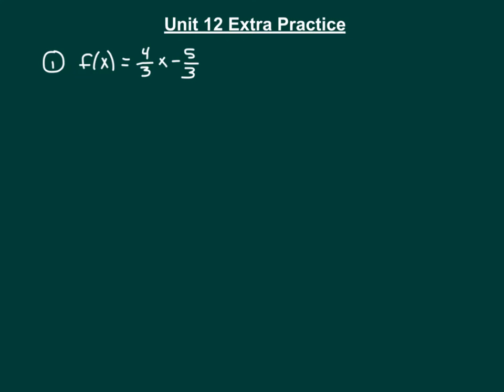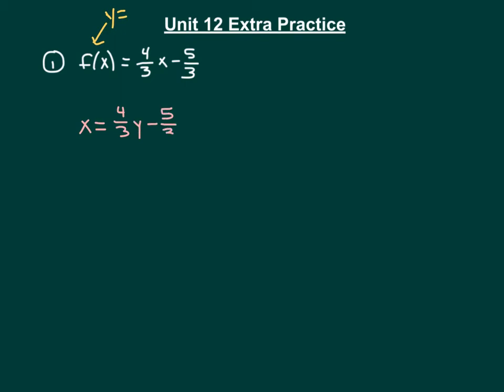Number one asks us to write an equation to represent the inverse of this function. Now, keep in mind, when you see f of x, that's really the same thing as y equals. So to find the inverse, the first thing you're going to do is switch the x and the y. So we're going to switch this y to an x. So I'm going to rewrite that as x equals, and I'm going to switch this x to a y. So it'll be 4/3 y minus 5/3.